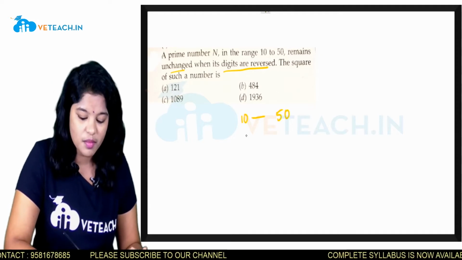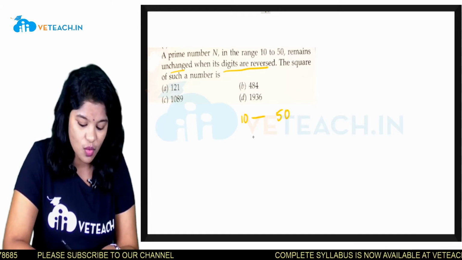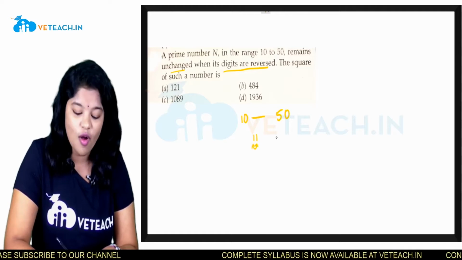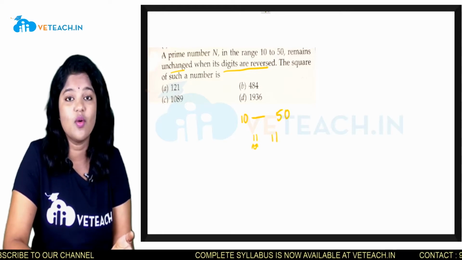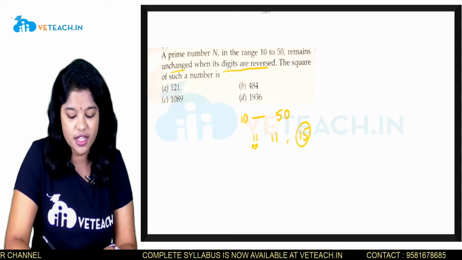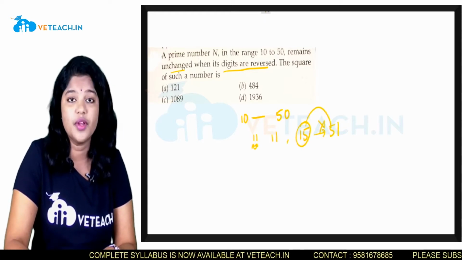So, what is such a prime number between 10 and 50? That is only 11. Even if we interchange the digits of 11, we will get only 11. Consider another prime number between them, 15. If we interchange the digits, we will get 51. So 15 is not equal to 51.